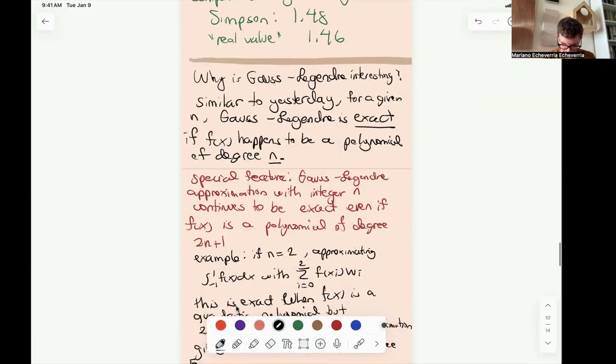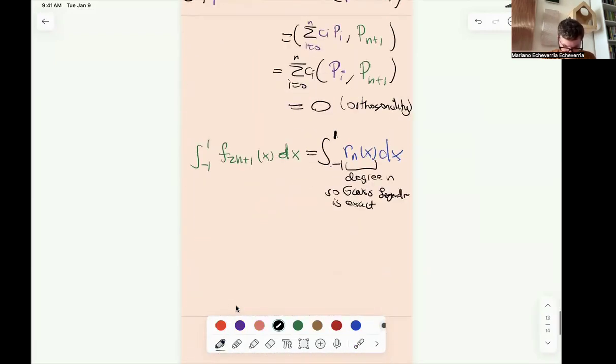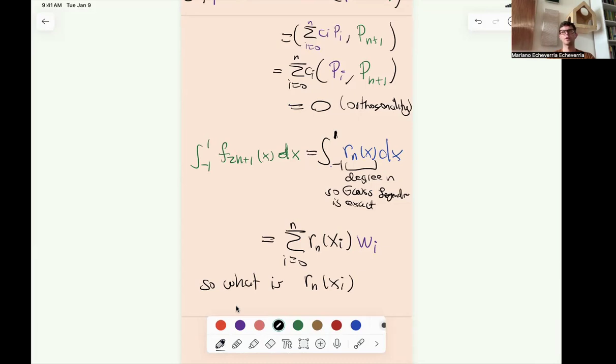Okay. So this equals, because Gauss Legendre is exact, the sum from i equals 0 to n of r_n of x_i times the weights. And again, that's the beauty of this, that the weights have nothing to do with the function. Remember, the weights are completely independent of the function. So it all boils down to what is r_n of x_i.